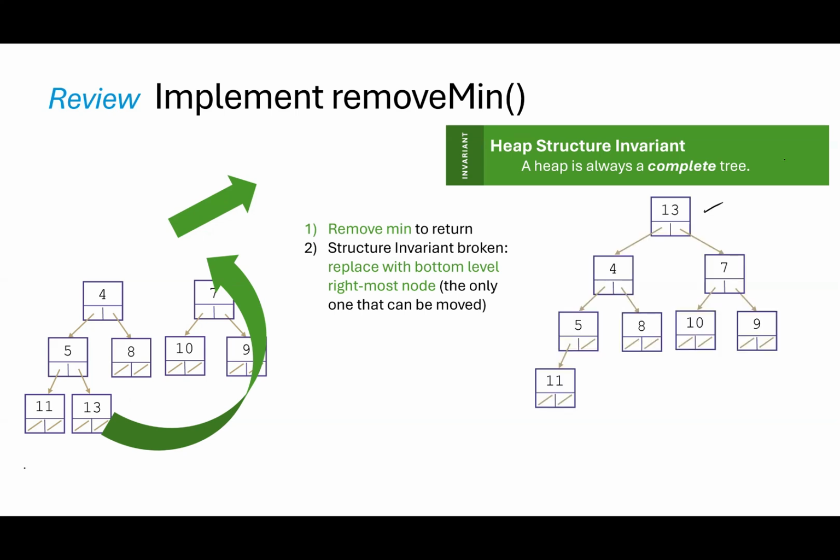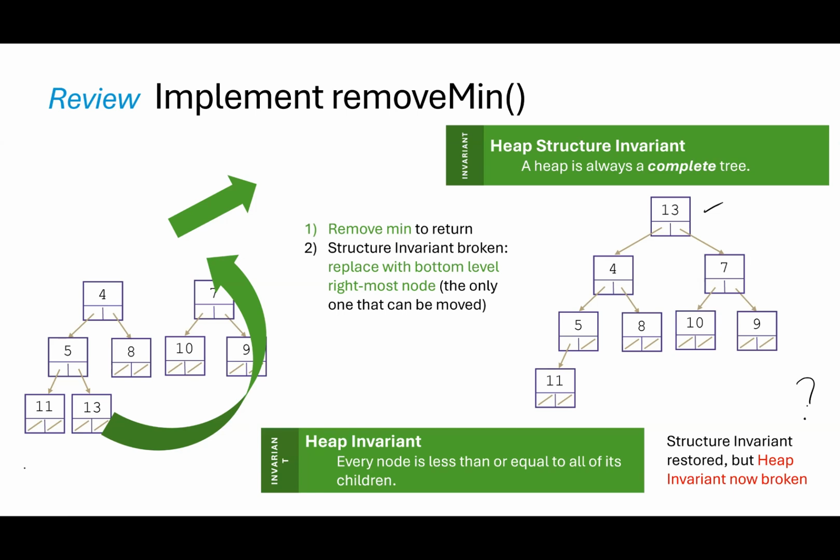Okay. Now, is it a complete tree now? Yes. But 13 is higher than 4 and 7. Yes, this is a complete tree, but another invariant is violated, right? So now the heap invariant is broken, right? Because the heap invariant says that the root node has to be smaller than its children. So now let's fix that.